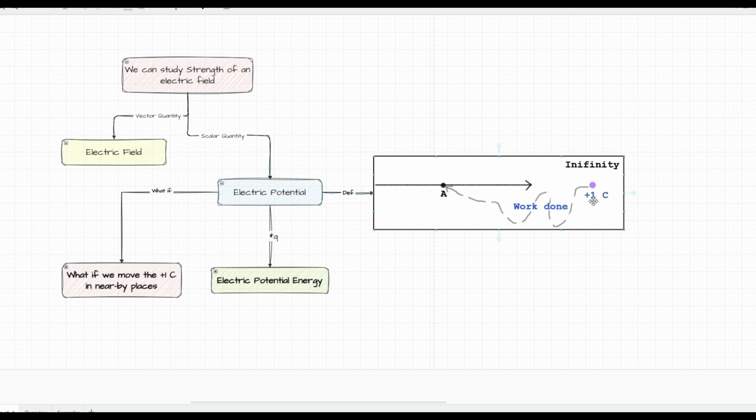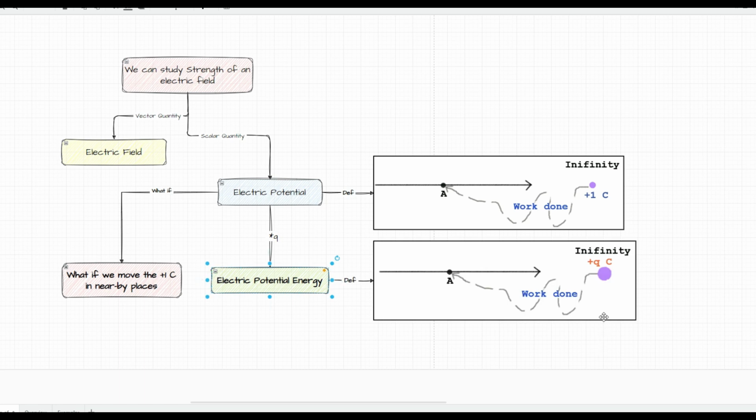Now, what if we don't have 1 coulomb of charge? What if we get some q coulomb of charge? Then it's called electrical potential energy. Same funda, we're getting a charge from infinity, but in this case it is q coulomb, and we do certain work getting it to point A. Since it's not 1 coulomb, it is given a different name, known as electrical potential energy.